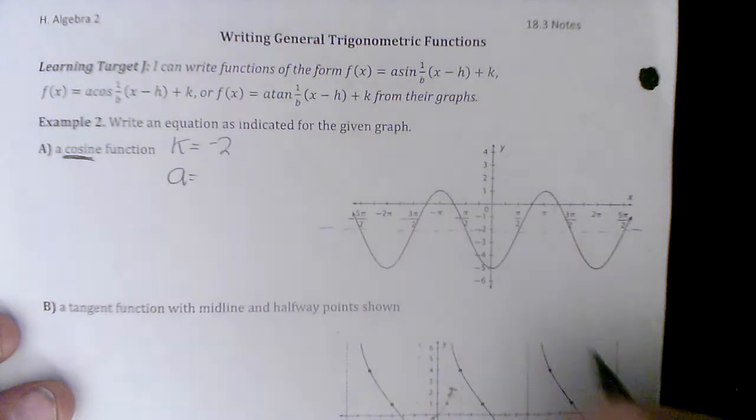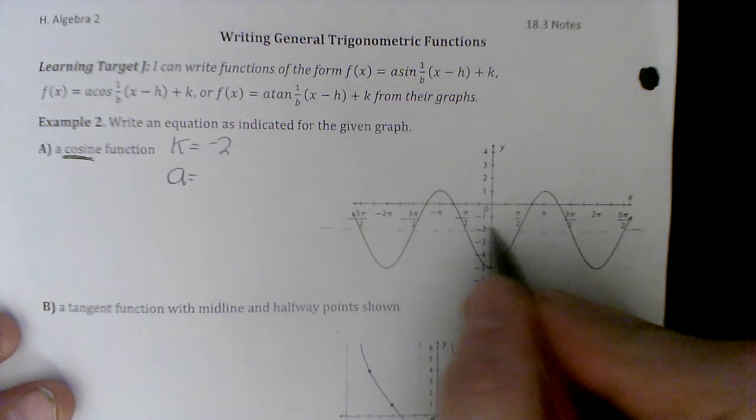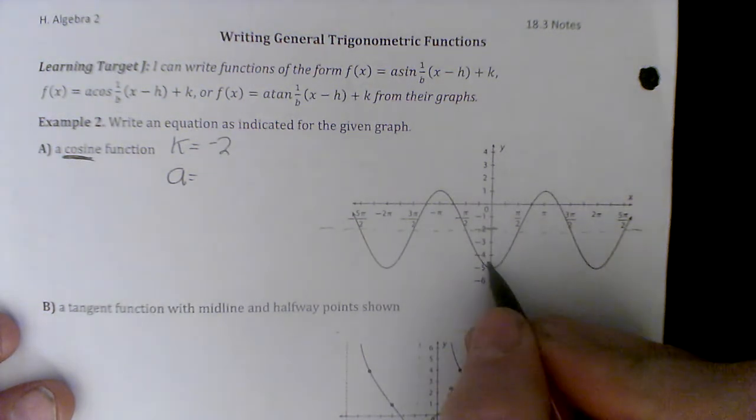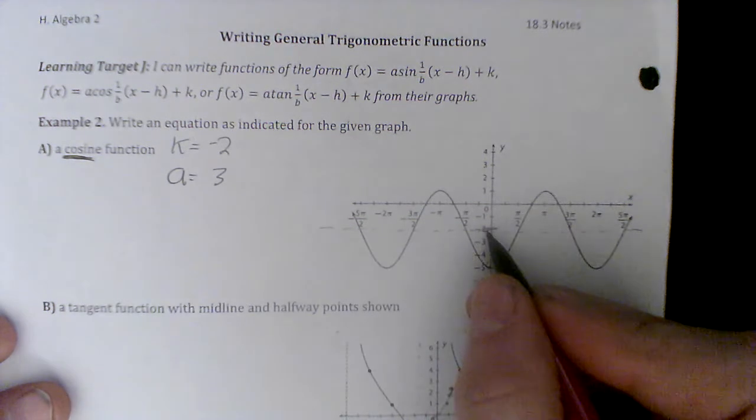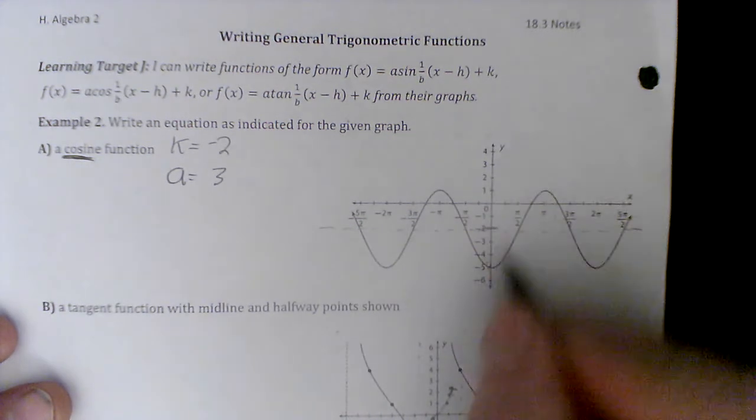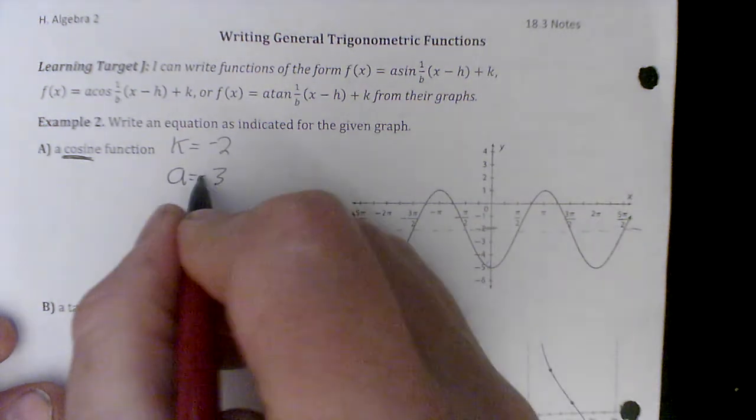Then you want to find your a value off your amplitude. That tells you how far up and down you go from the midline. It looks like that's 3. So my a value is at least 3, and since cosine usually starts at the top and this starts at the bottom, I'm going to make that a -3.